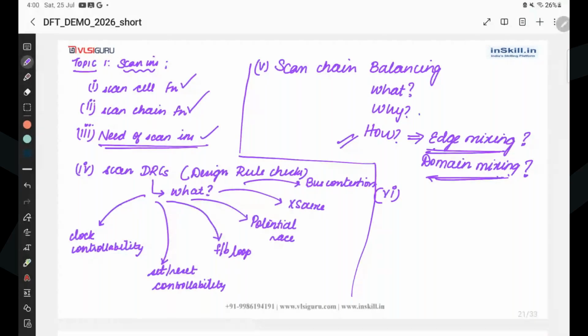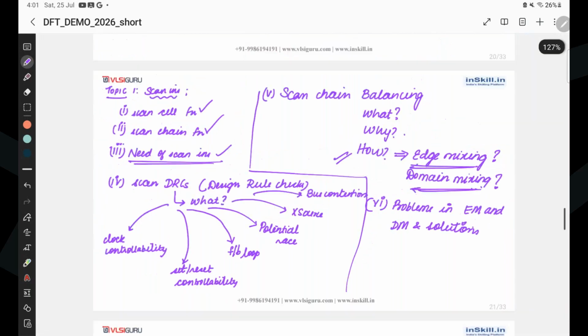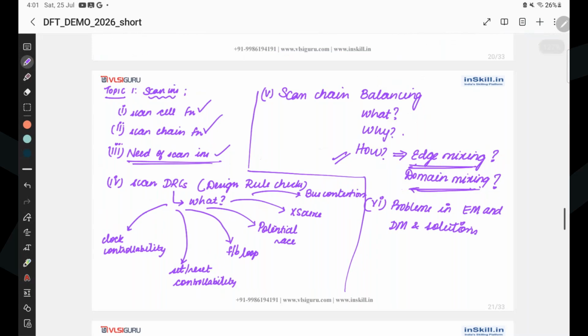Now, if you go for edge mixing and domain mixing, it will again introduce some problems. So what problems edge mixing and domain mixing will introduce and what has to be their solution, we will be discussing. So the problems in edge mixing and domain mixing technique and their solutions, we will be understanding.